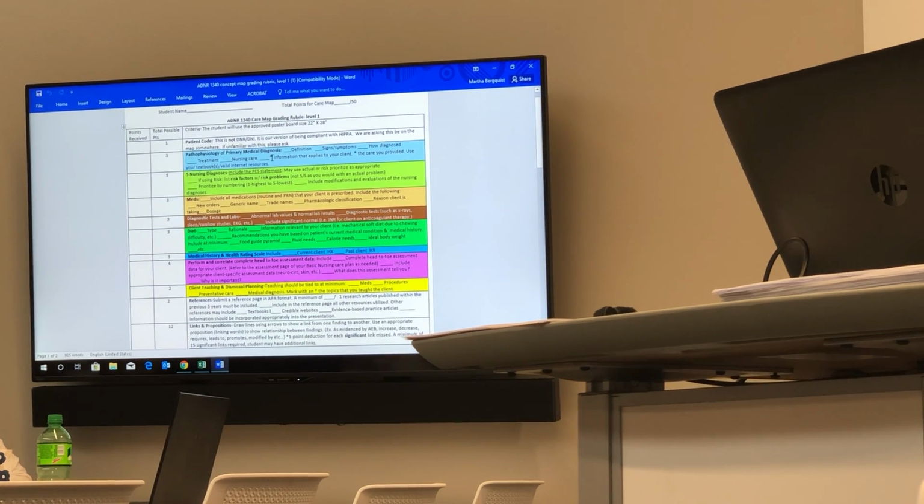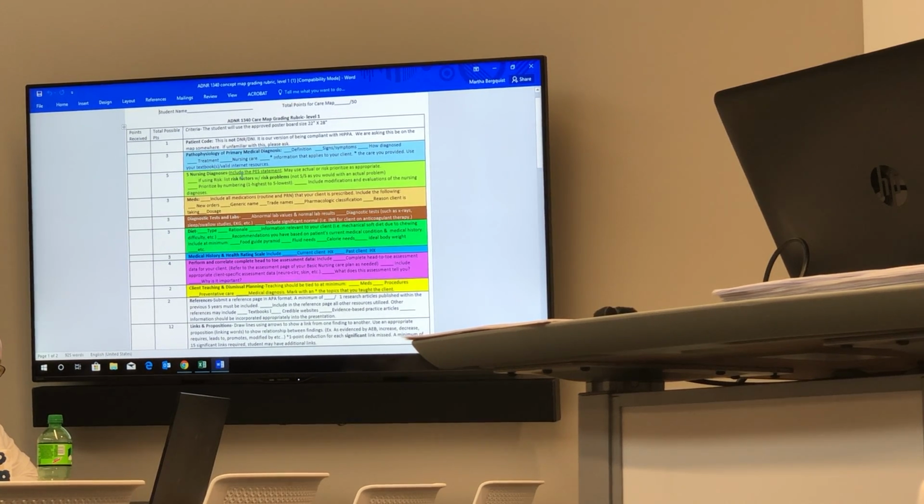Pathophysiology of your primary medical diagnosis. What does it mean? Signs and symptoms, how was it diagnosed? What kind of treatments are used? What kind of nursing care is important? I want all of it. This is textbook information. And then you're supposed to put an asterisk on the stuff that is pertinent to your patient.